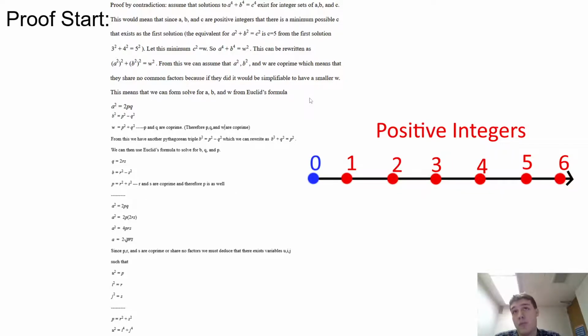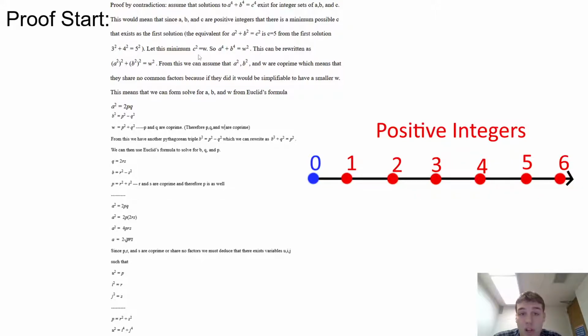In the case of a squared plus b squared equals c squared, the minimum possible c is 5 in 3 squared plus 4 squared equals 5 squared. There has to be a minimum possible c, because if we look at a number line, you'll go ahead and see, okay, does 1 work? No. Okay, well, does 2 work for c? No. Does 3 work? You keep going up. There must be a minimum possible point at which it works. You can't have it infinitely approach 0 because there's not infinitely many numbers to approach 0. There's a finite number. So there is a minimum possible c that works.